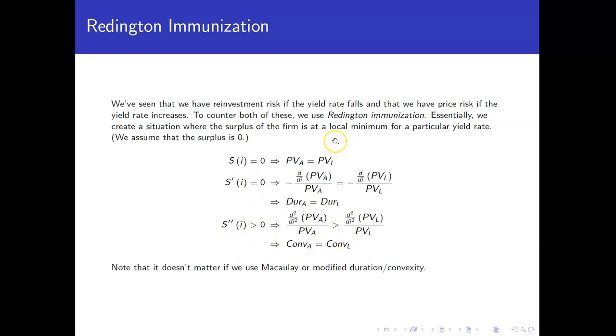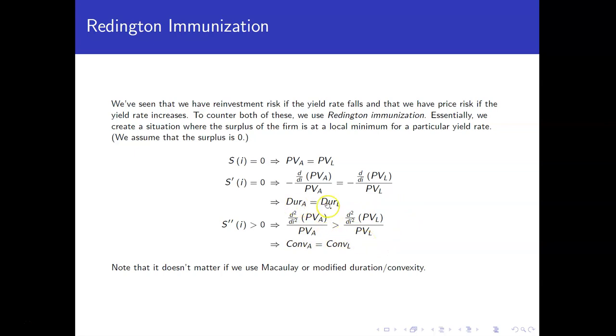Now, we want to make sure we have a local minimum. By a second derivative test, we get a local minimum at a critical number if, when we take that critical number and plug it into the second derivative, we get a positive number. So now going back to the original equation, if we take the second derivative, we'll get the second derivative of the present value of the assets is equal to the second derivative of the present value of the liabilities. Again, if we divide both sides by the equal quantities, we get that this ratio is greater than this ratio. And now we have the modified convexity of the assets is greater than the modified convexity of the liabilities.